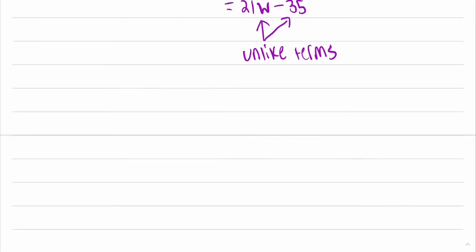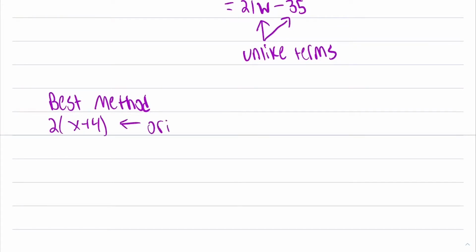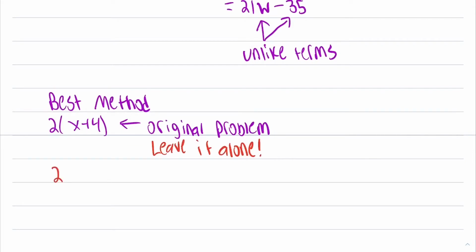Now I'm going to show you the best way to show your work in math for distributive property and for really anything, because we're going to be distributing a lot in this class. 2 times x plus 4. That right there is the original problem. You're going to leave it alone. What you're going to do is rewrite it down below, and this is the one you're going to work off of.